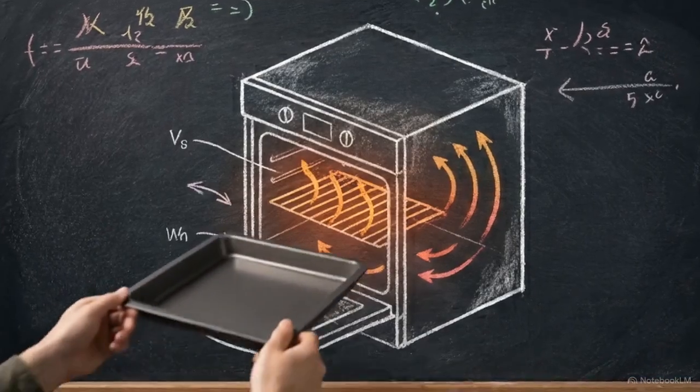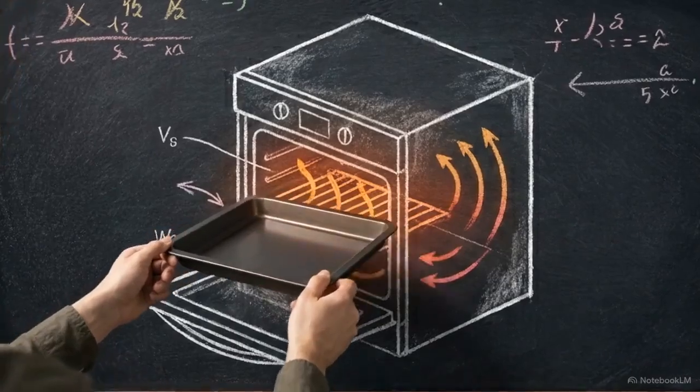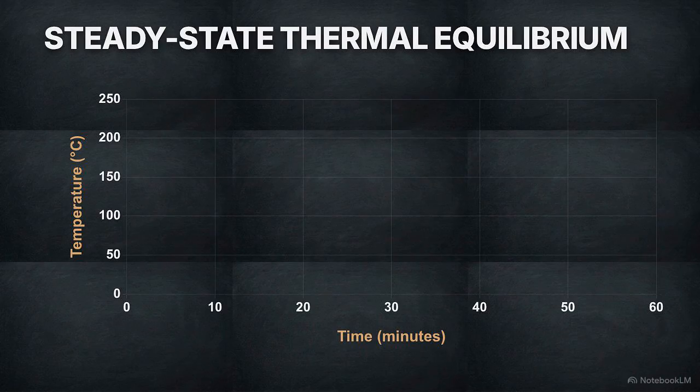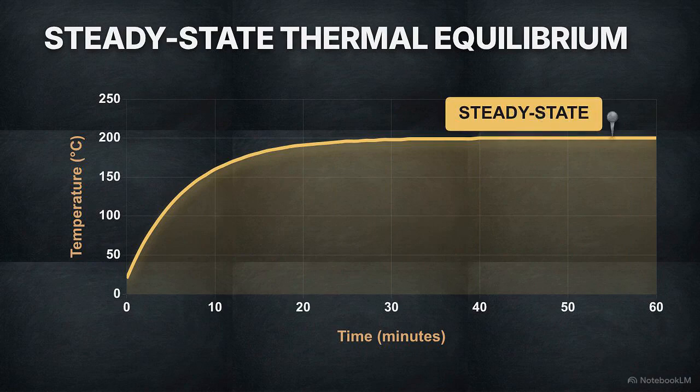Imagine you've just turned your kitchen oven on and set it to bake. You open the door and slide in a cold pan. After a few minutes of preheating, the air inside the oven reaches your target temperature. In engineering, we call an environment where the temperature remains constant over time a steady state.